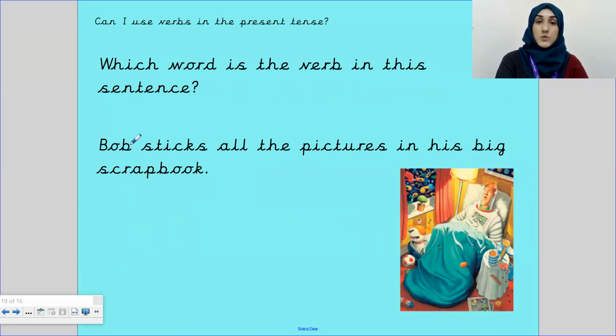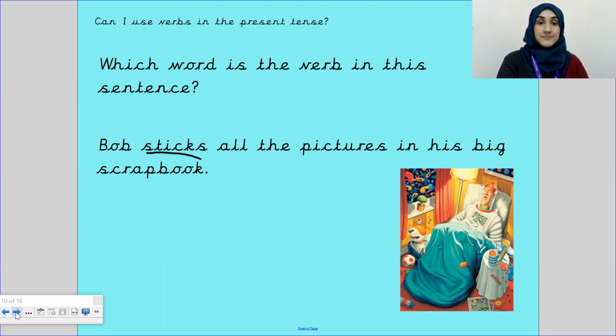Let's continue. Which word is the verb in this sentence? So good listening. Bob sticks all the pictures in his big scrapbook. Which word is the verb? Let's break down the sentence. What is Bob doing? He's sticking all the pictures in his big scrapbook. So which one is the action? What is he actually doing? Is he dancing on the scrapbook? Is he singing on the scrapbook? What is he doing? Well done. He is sticking pictures. Bob sticks all the pictures in his big scrapbook.